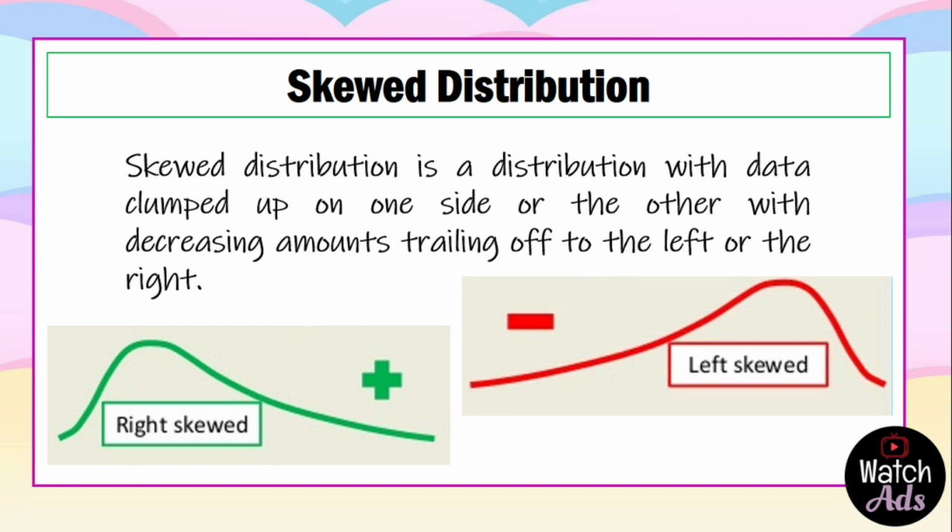This is an example of a left skewed distribution. Most of the data are located at the right side of the distribution, and its tail is located on the left side. Now it is called the left skewed distribution. Remember to identify whether it is positively skewed or negatively skewed, right skewed or left skewed. Right skewed is also a positively skewed distribution. The tail is on the right side. Left skewed is also a negatively skewed distribution. The tail is on the left side.